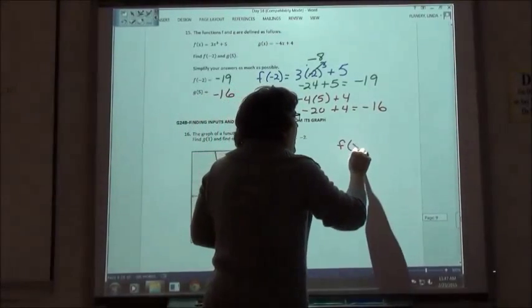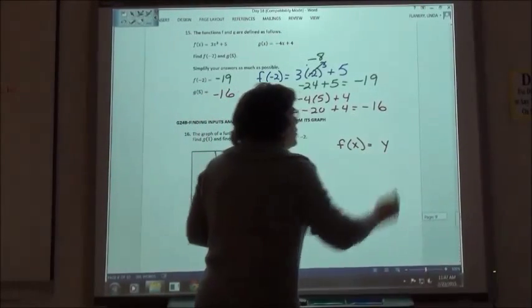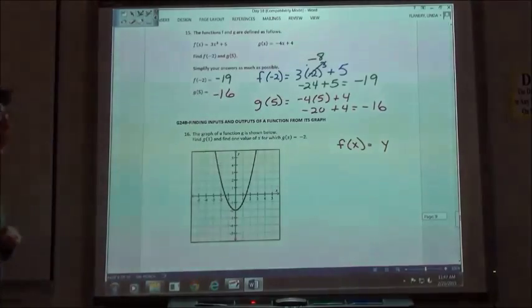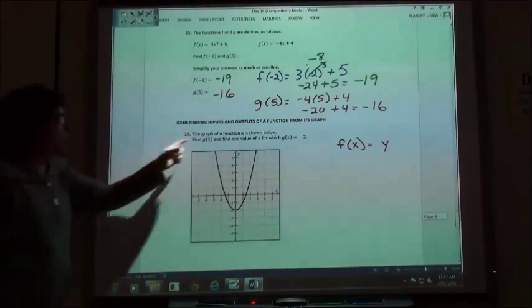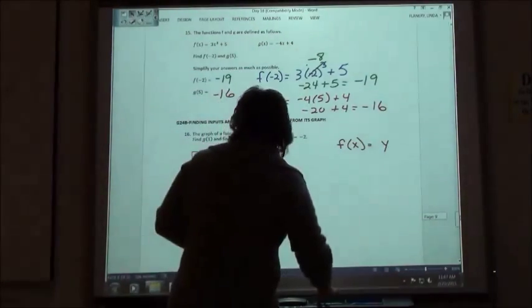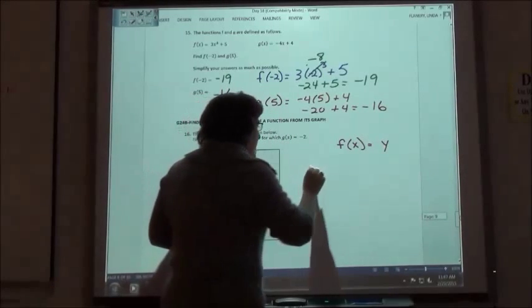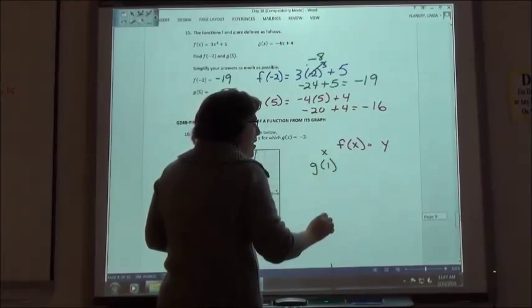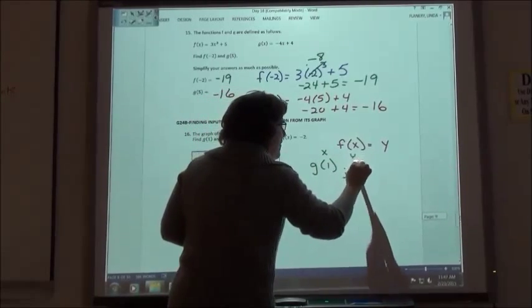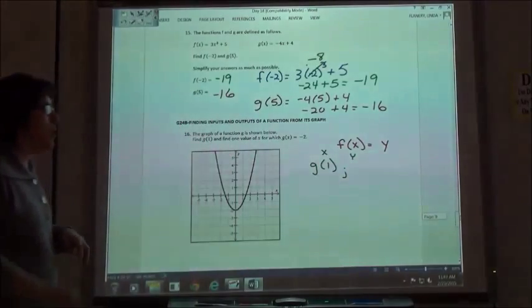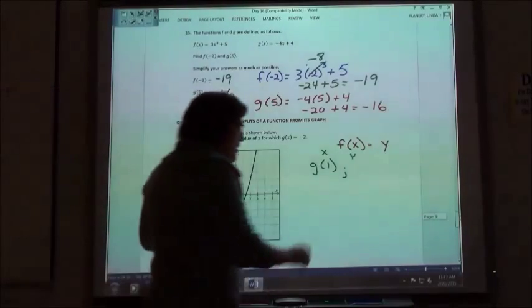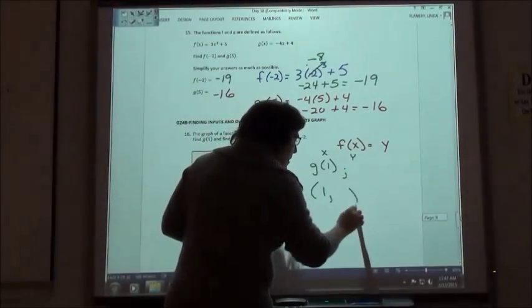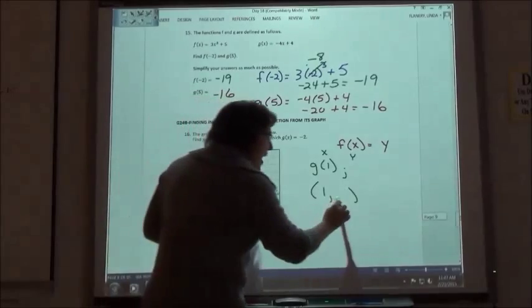f of x is going to equal your answers, which on your graph is going to equal the y. So, if they tell me here to find g of 1, g of 1 means that I have an x value of 1. I want to find the corresponding y value. So on my graph, I want to find an ordered pair that has 1, and I want to find the number that goes with that.